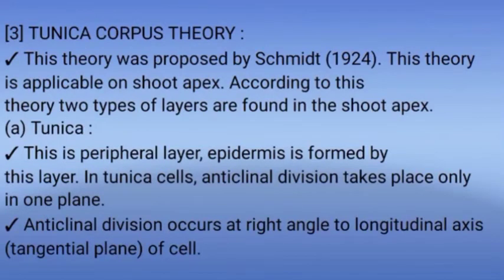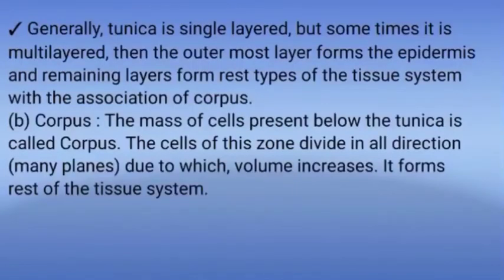In tunica cells, anticlinal divisions take place only in one plane. Anticlinal division occurs at right angle to the longitudinal axis, which means the tangential plane of the cell. Generally, tunica is a single layer, but sometimes it is multi-layered. Then the outermost layer forms the epidermis and the remaining layers form the remaining tissue systems associated with corpus. Corpus is the mass of cells present below the tunica.